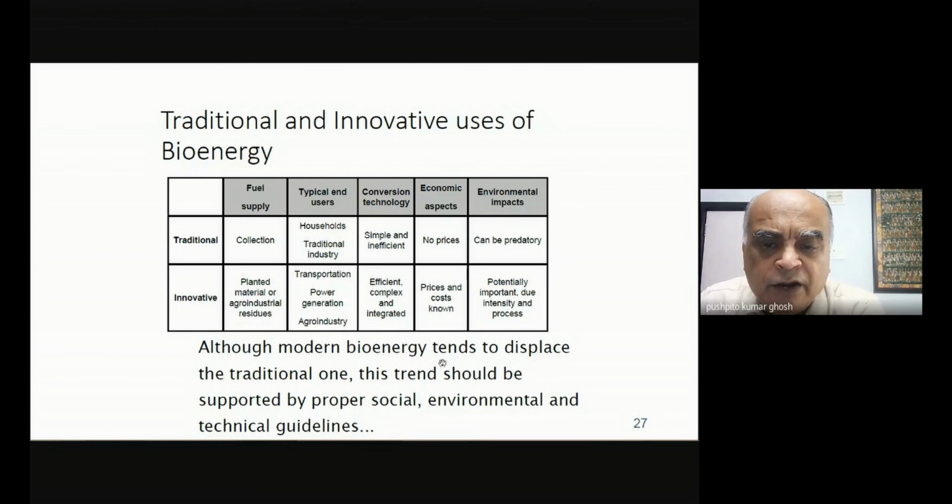So although modern bioenergy tends to displace the traditional one, this trend should be supported by proper social, environmental, and technical guidelines. And that is where policy comes in. You need guidelines, you need policies, so that people are not doing things randomly. Like, for example, as I said, today people are converting sugarcane juice into ethanol. Surely that is going to raise the price of sugar, because the sugar that could have been produced is now getting diverted to ethanol. And so one will have to ask, is that the right thing to do?